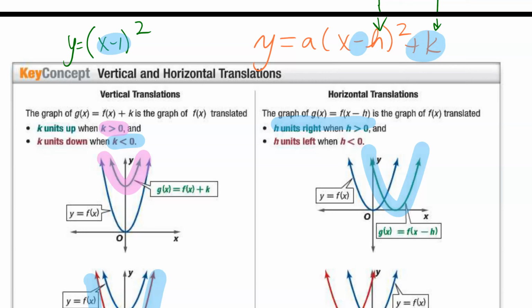And if you see x plus a number squared, or absolute value of x plus a number cubed, right? The addition in the middle means you plugged in a negative. So if you plugged in a negative number, you're going to the left.